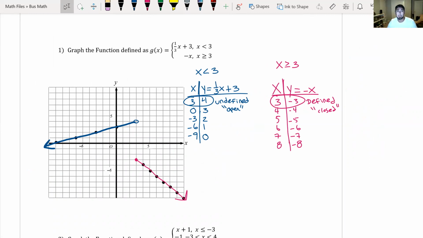And that is how you graph a piecewise function. That's it. Make an XY chart for the separate pieces, use the restrictions to tell you what X values to pick, and then just graph it. Okay. Again.